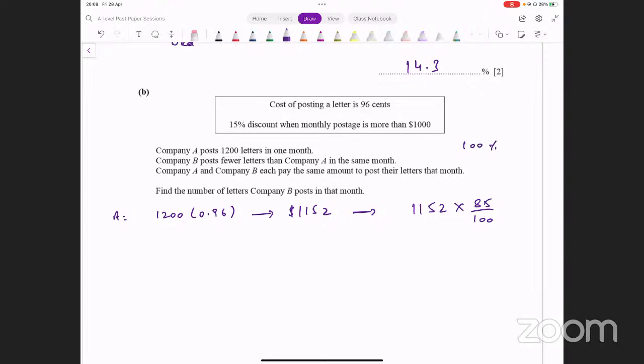What do you have to do with it? You have to bring it to 85%. So what is that going to become? 1152 into 85 over 100. Let's see what that gives us. This gives us $979.2. This is the total cost for company A.